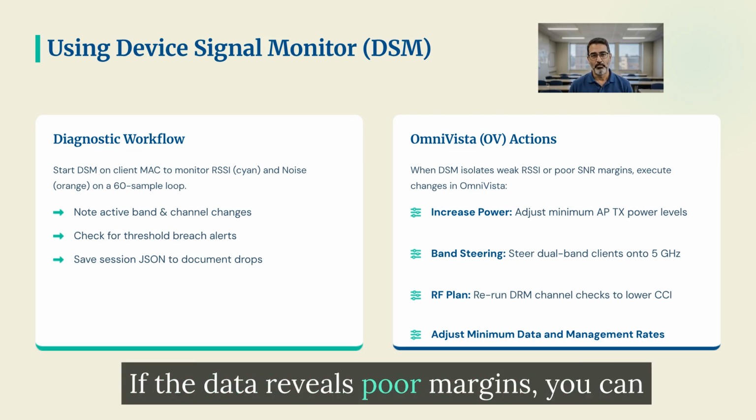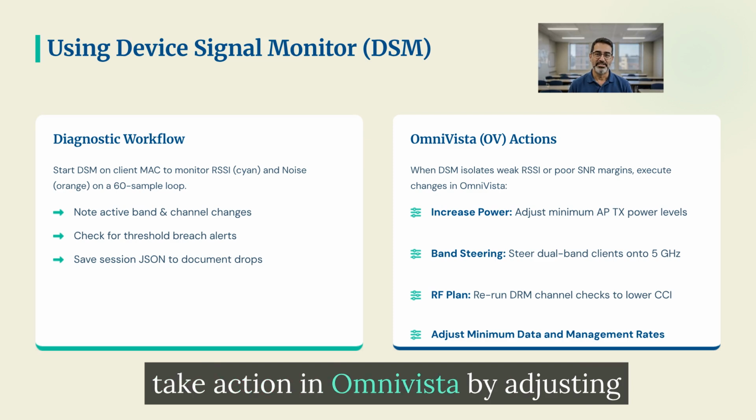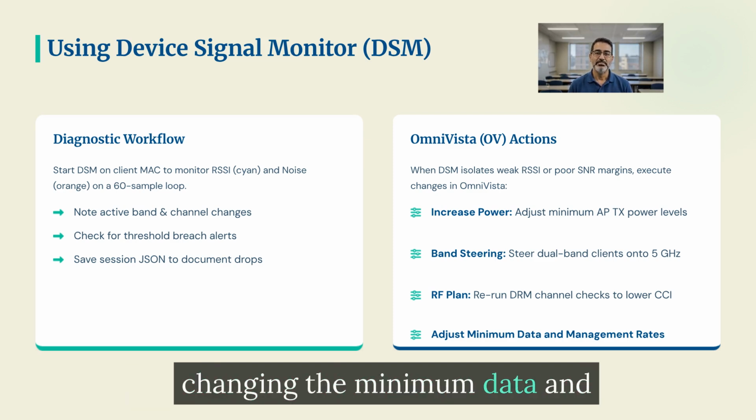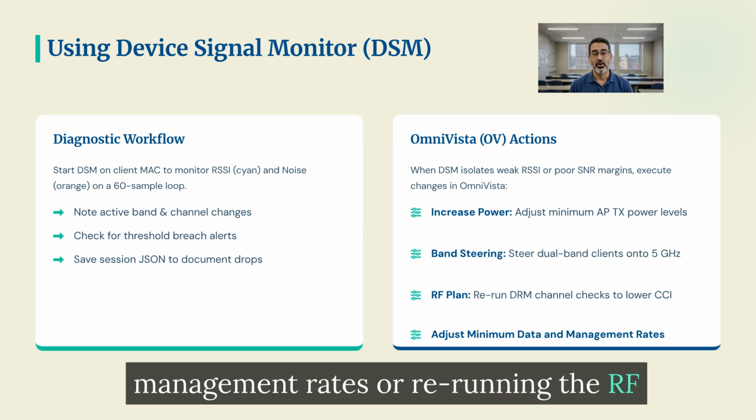If the data reveals poor margins, you can take action in OmniVista by adjusting transmit power, enabling band steering, changing the minimum data and management rates, or rerunning the RF plan.